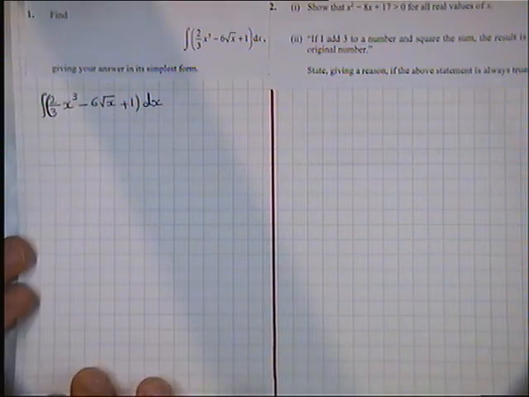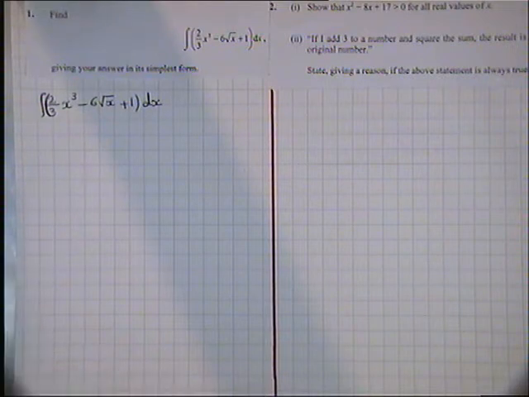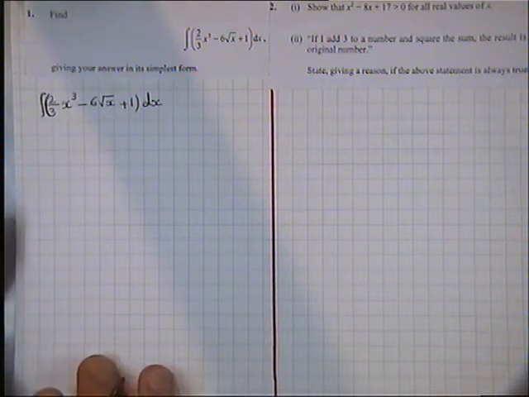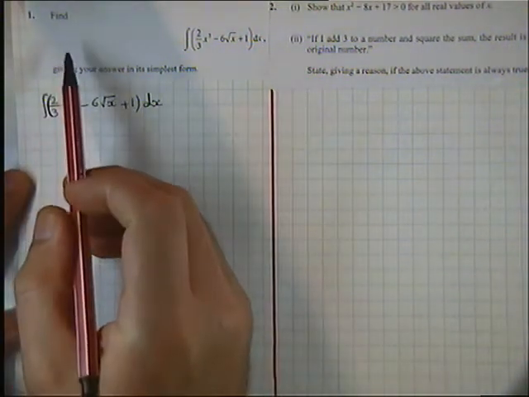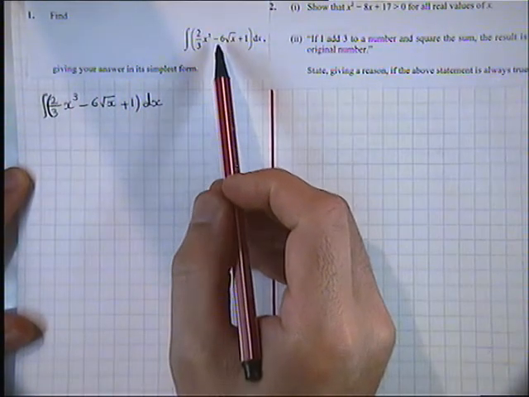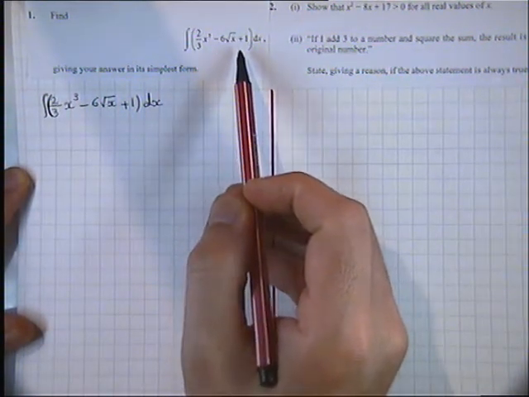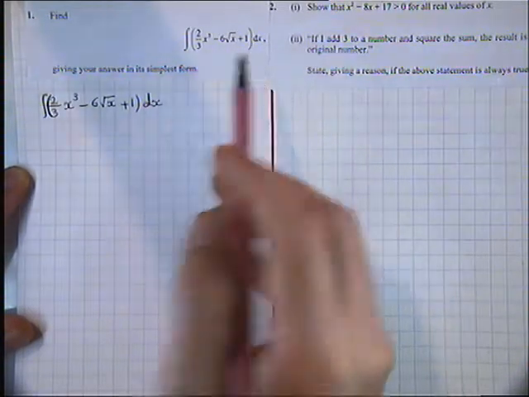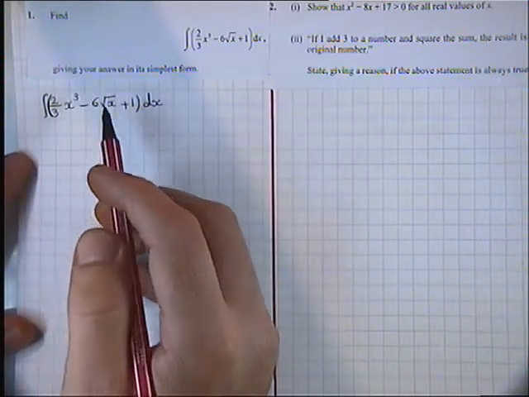Okay, in the next few videos we're going to go through the first AS paper from the new specification for Edexcel. Question 1. Find the integration of 2/3 x cubed minus 6 root x plus 1 with respect to x, giving your answer in its simplest form.